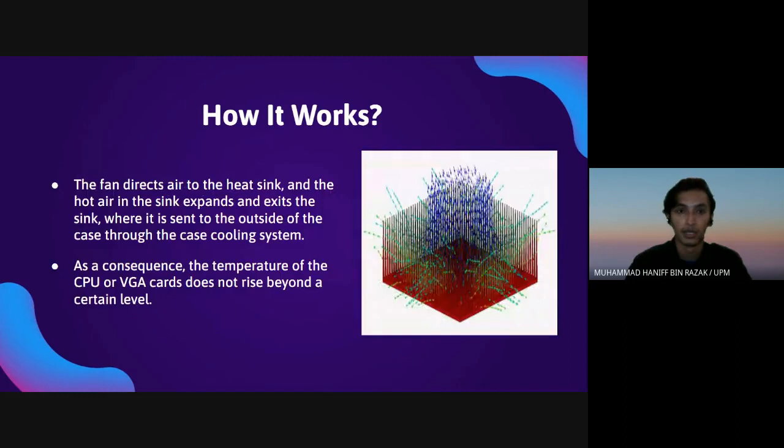We can see in the diagram on the right-hand side that a fan directs the air into the heat sink, and the hot air in the sink will expand and exit the sink, where it is sent to the outside of the case through the case cooling system. You can see there's convection happening, and also conduction when heat is transferred from the CPU or the VGA card into the heat sink, and then forced convection where the fan blows the hot air in the heatsink outside. As a consequence, the temperature of the CPU or the VGA card does not rise beyond a certain level.